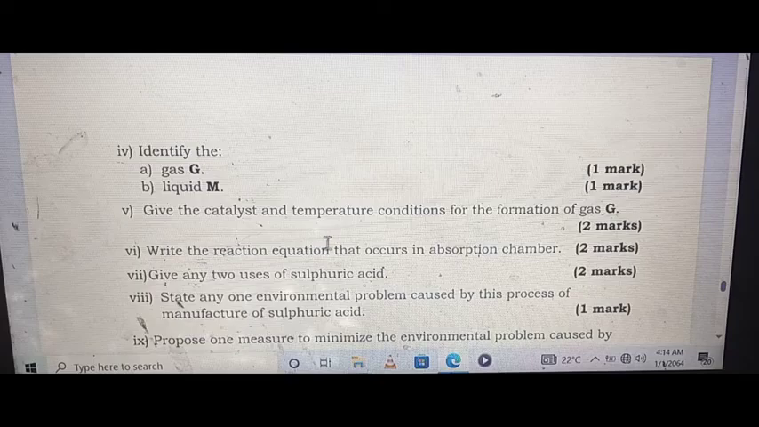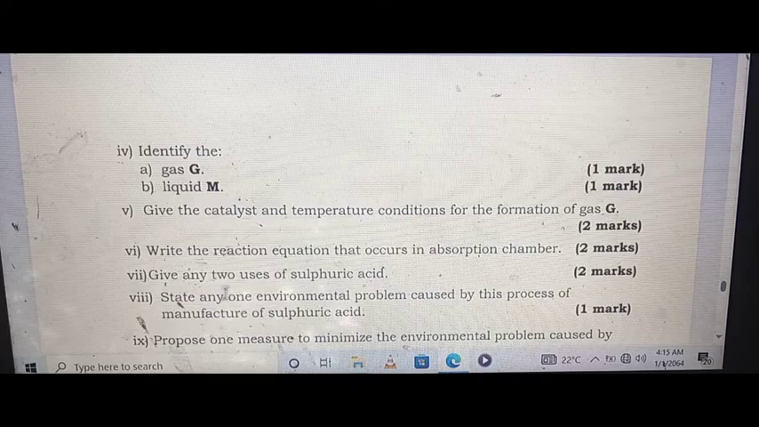6. Write the reaction equation that occurs in the absorption chamber. The correct answer is sulfur trioxide reacts with sulfuric acid to form H2S2O7, or oleum.